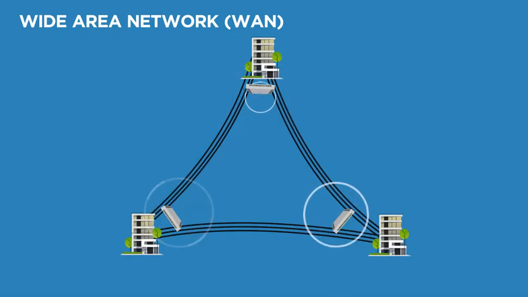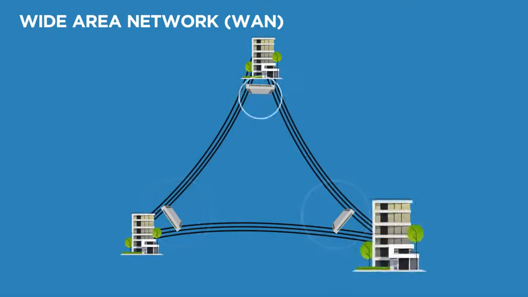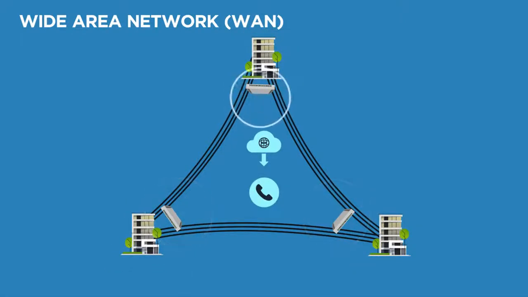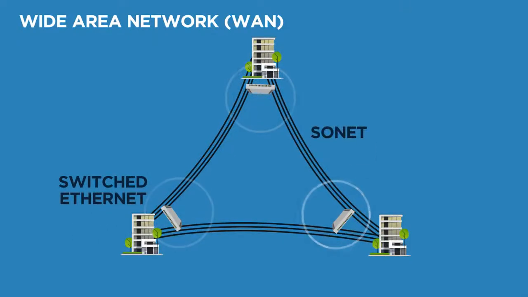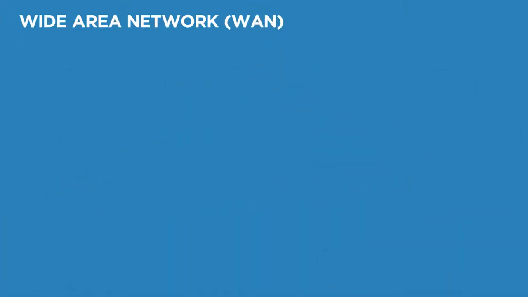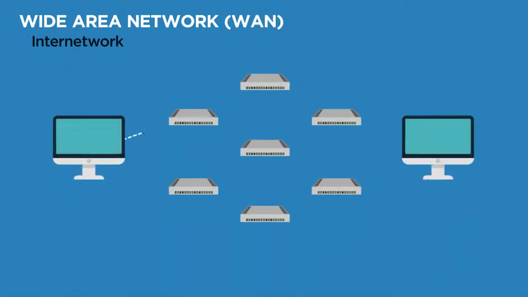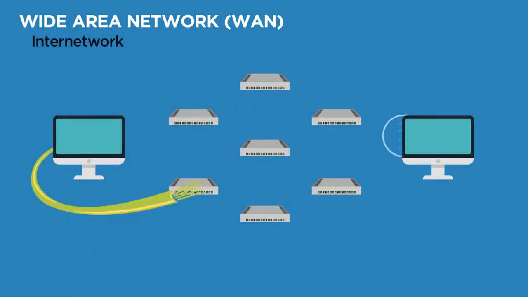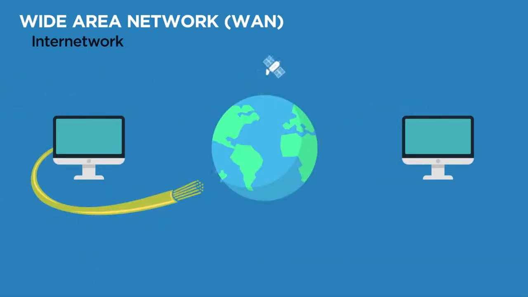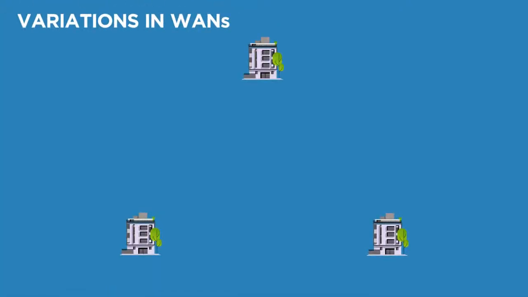In a WAN, the hosts and subnets are owned and operated by different people. Routers in a WAN usually connect different kinds of networking technology. So the networks in these offices may be a switched Ethernet and the transmission lines can be SONET links. So a WAN may be referred to as an internetwork. WAN can be circuit switched or packet switched, and it can use fiber links or wireless technologies, for example, satellite communication. Let's see the two other variations in WANs.